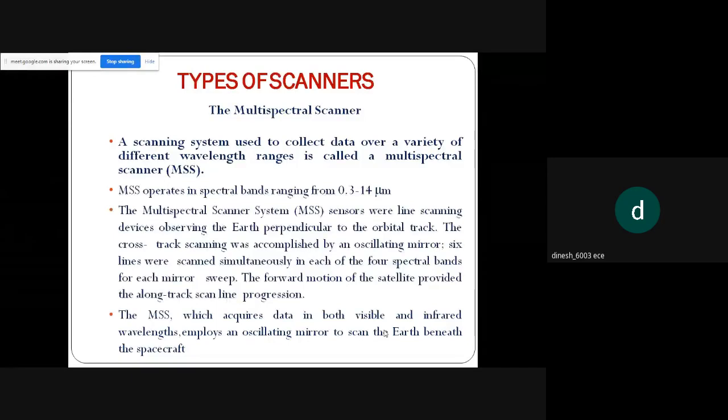There will be 6 lines being scanned simultaneously in each of the 4 spectral bands for each mirror sweep. The forward motion of the satellite provides the along-track scan line progression. This multispectral scanner system that acquires data in both visible and infrared wavelengths will have an oscillating mirror to scan the Earth behind the spacecraft.